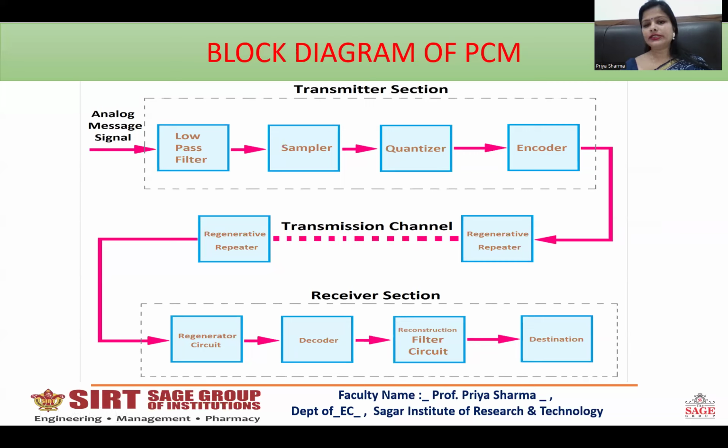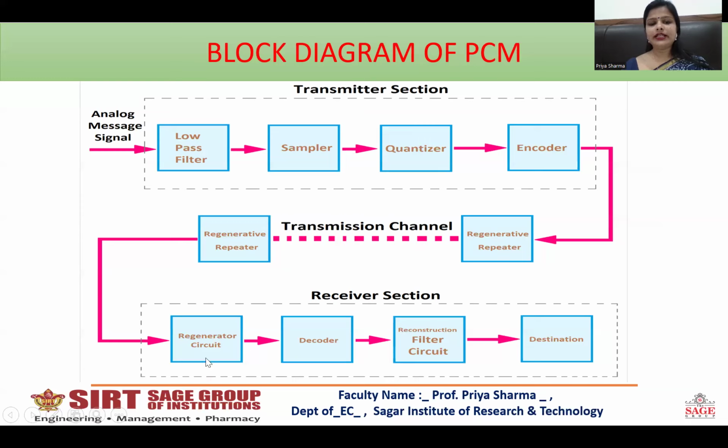Then this quantum leveled signal is passed through an encoder where the quantized signals are encoded as ones or zeros. Then it is passed through a transmission channel, and these regenerative repeaters will again boost the signals in case any noise or distortion occurs during the transmission.